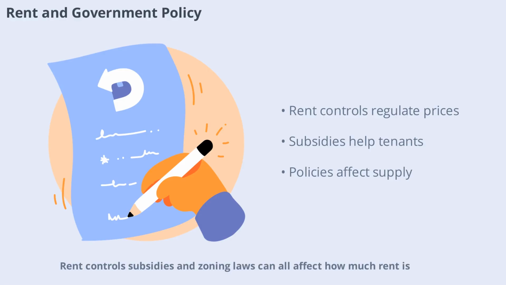Governments often step in to regulate rents, especially in housing markets. Rent controls, subsidies, and zoning laws can all affect how much rent is charged and who can afford to live in certain areas. These policies aim to balance the interests of landlords and tenants, but they can also have unintended consequences like reducing the supply of rental housing.